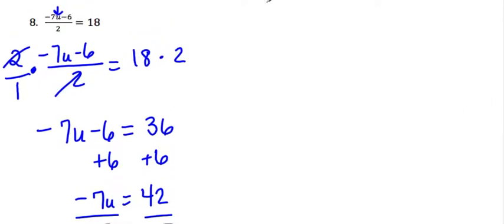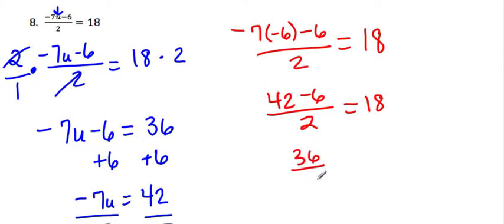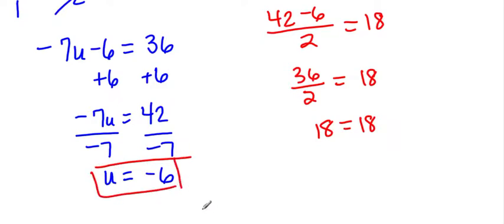So let's go ahead and check that. If u is negative 6, then negative 6 over 2 would have to equal 18. Negative 7 times negative 6 is 42. 42 minus 6 is 36. Divide that by 2, and you get 18. So that is a true statement. Therefore, u equals -6 is the answer.